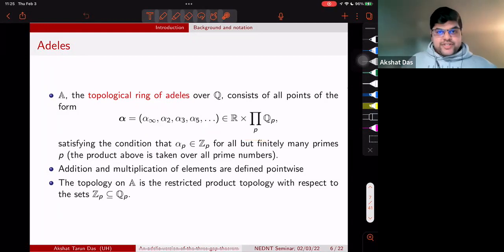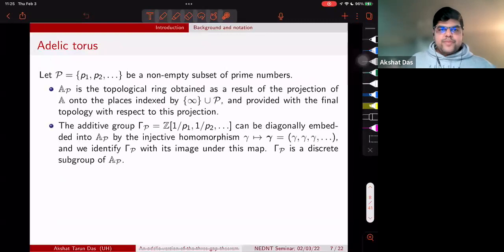Okay, so this product was over all the primes. How about we take a particular non-empty subset of the primes of our choice and denote it by script P. Then the topological ring that we get by projecting the adeles onto this place, where the first place is the Archimedean place and all the others are indexed by the primes in the set script P, gives us A_P, which is another topological ring, endowed with the final topology with respect to this projection. Now, gamma_P can be diagonally embedded into A_P using this injective homomorphism, which takes any element of gamma_P and puts gamma at all the places. So gamma_P can be identified with its own image, and this is a discrete subgroup of A_P.